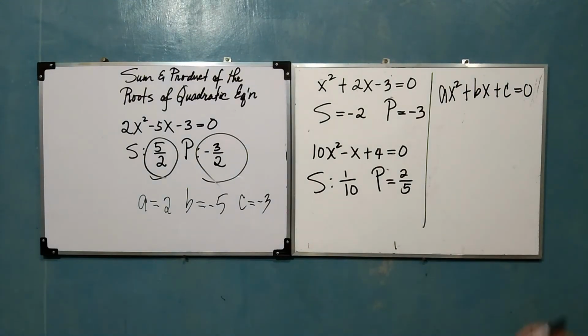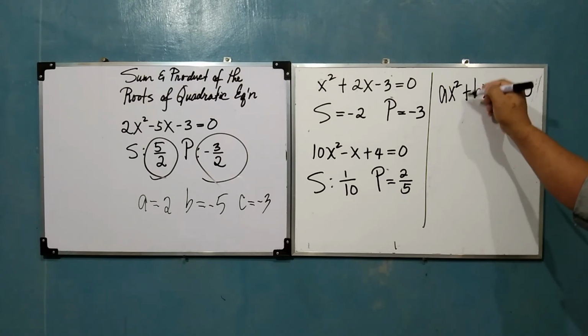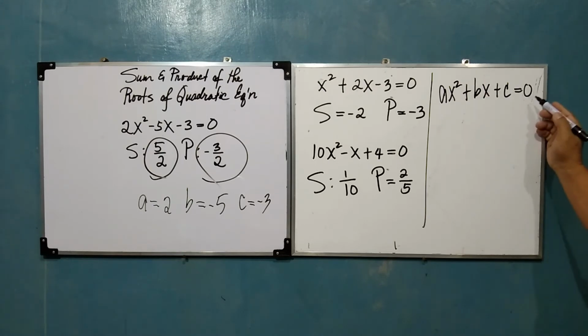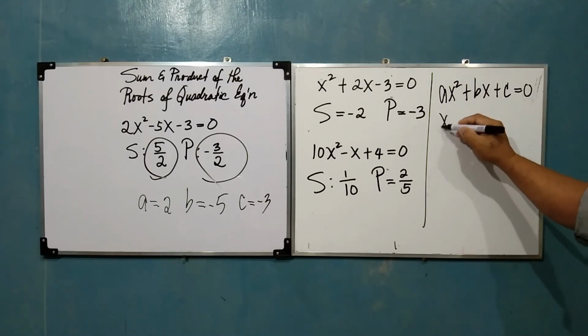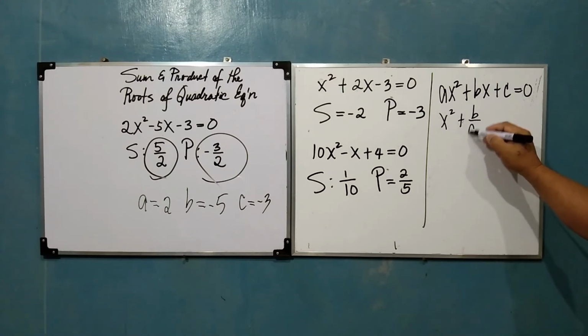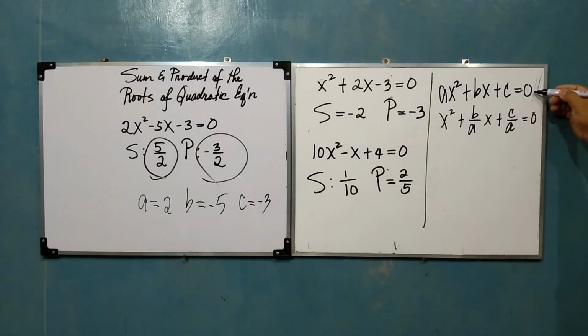Okay, all you have to do is make this A, the numerical coefficient of the quadratic term, equal to 1. How will you do it? You simply divide the whole equation by A. So you will get x squared plus B over A x plus C over A equals 0. Because 0 divided by A is equal to 0. Now look at this.